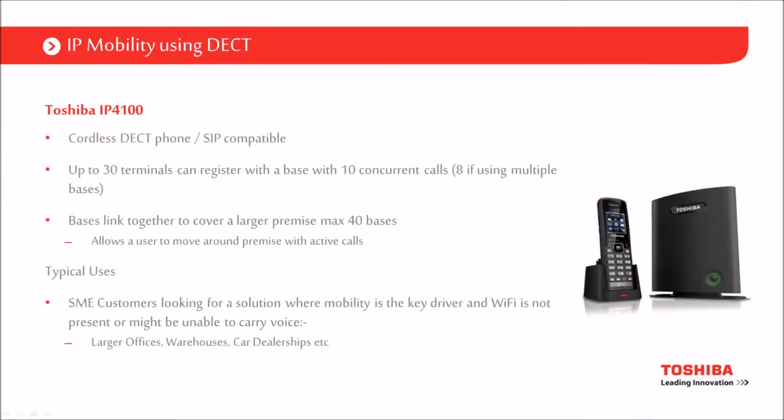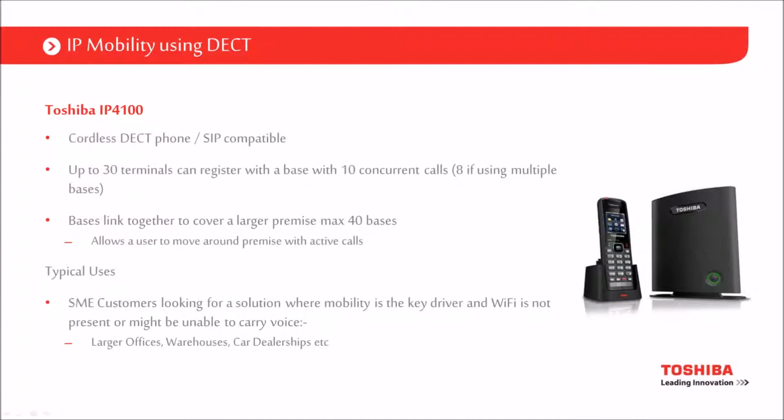If you then want to move up, and obviously the price will move up with this, to more of an integrated DECT solution, then you could look at Toshiba's IP4100. This is a cordless DECT solution, which is SIP compliant. So you can have up to 30 terminals registering on a base, and you can have 10 concurrent calls through that base. That is if you've only got one base. If you move up to 2 bases, then you can only have 8 concurrent calls through a base, and obviously a multitude of bases, up to 40 bases. So you can build a very, very big network around that.